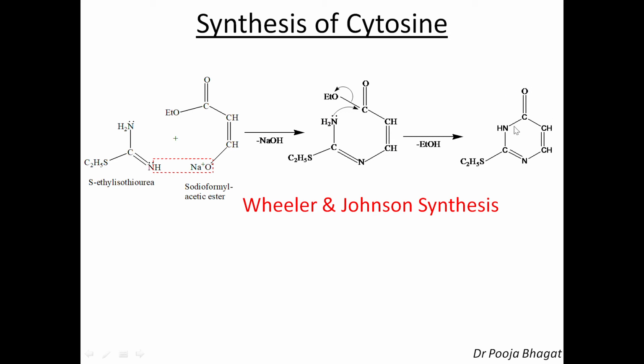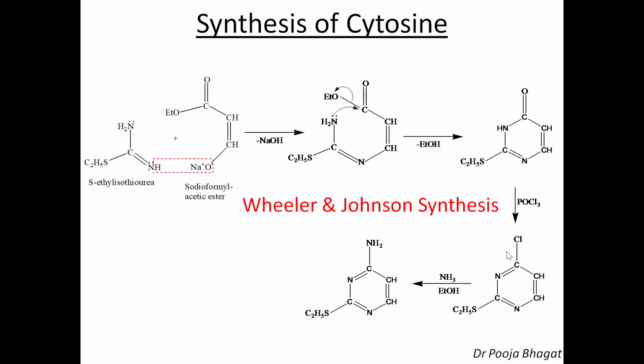This step takes place by using POCl3, phosphorus oxychloride. So when we treat it with phosphorus oxychloride, this first gets converted into the enol form, which then gets converted into chloro. Okay. Now you can easily replace this Cl by NH2 by treating it with ammonia. So when you treat it with ammonia, the Cl gets converted into NH2.